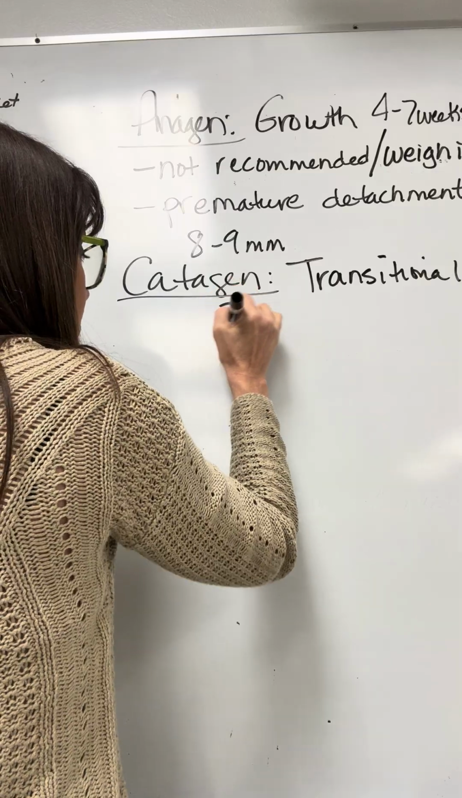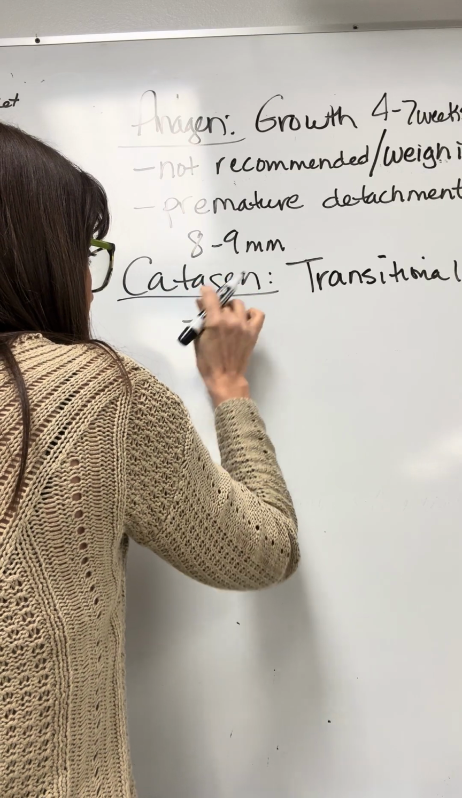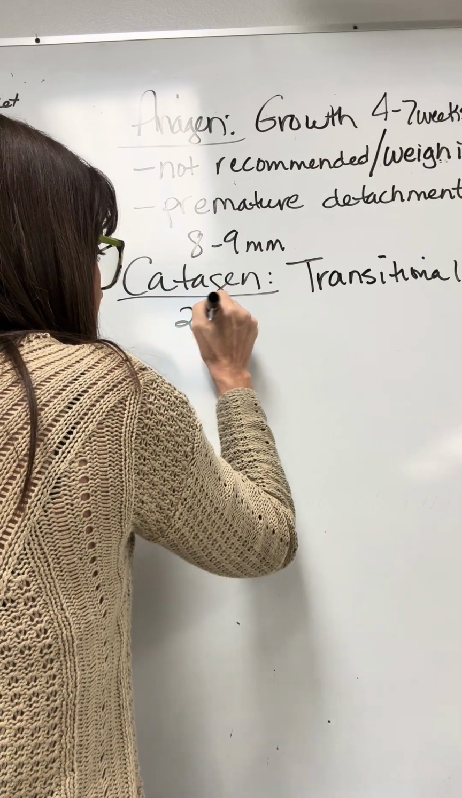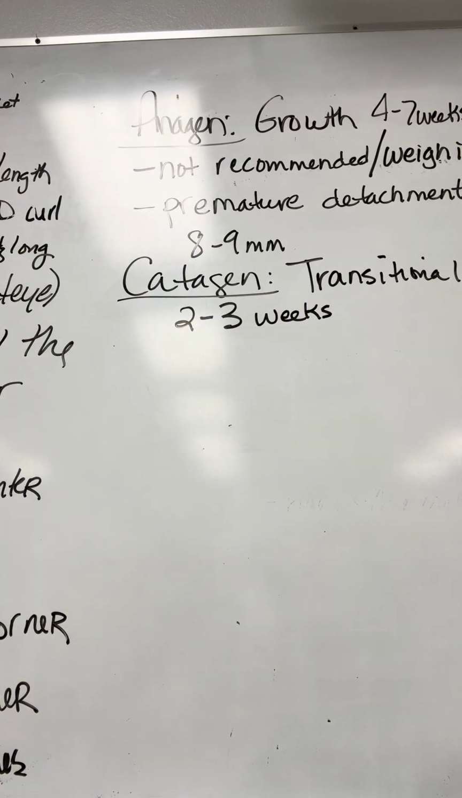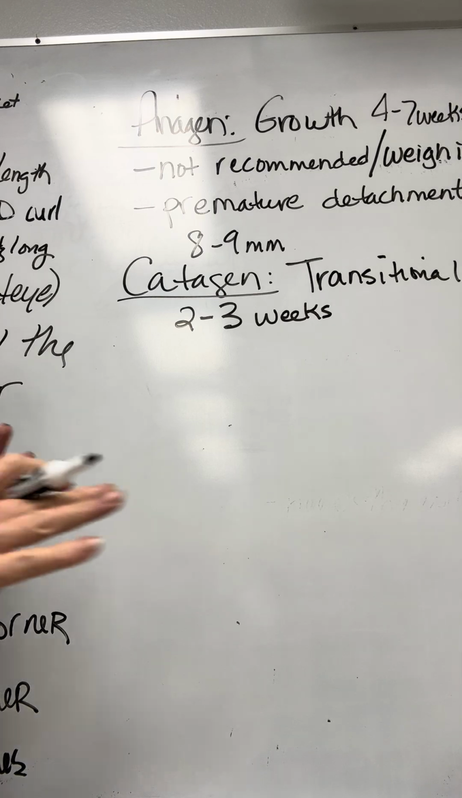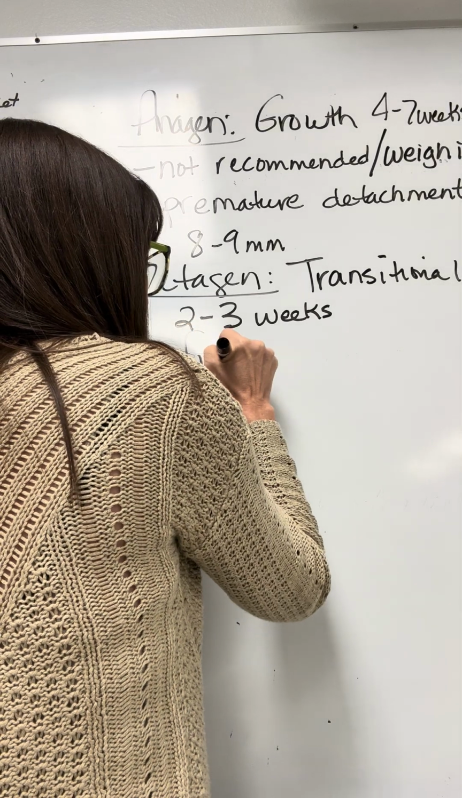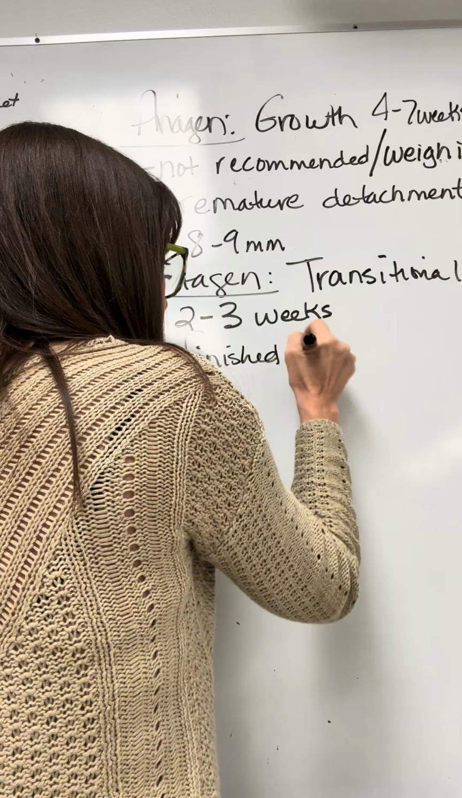Okay, so this is 2 to 3 weeks. It lasts about 2 to 3 weeks. At this stage, the lash has just finished growing. It has finished growing. Now hear me out, because I'm not done yet.